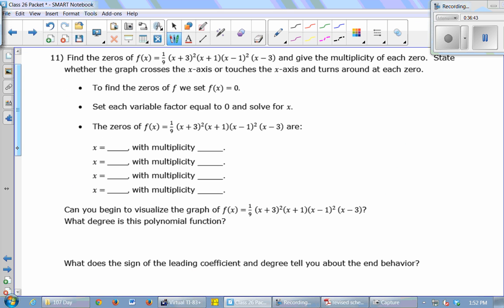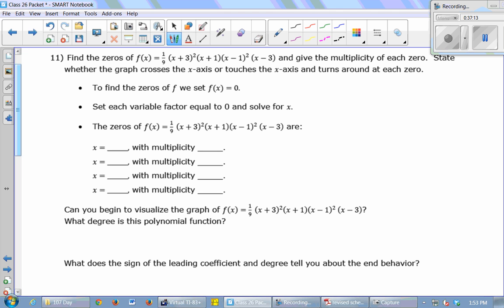All right, so this time I've given you the full equation, right? You know what all the powers are. You know the leading coefficient. I want to find all the zeros and give their multiplicities. State whether the graph crosses the x-axis or touches the x-axis at that zero. And then we'll talk a little bit more about trying to visualize what the graph looks like.